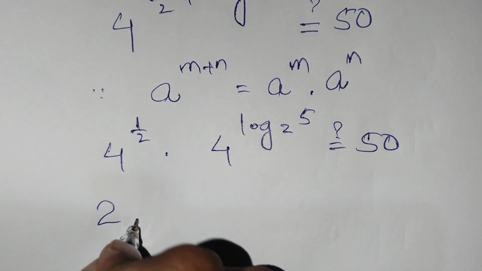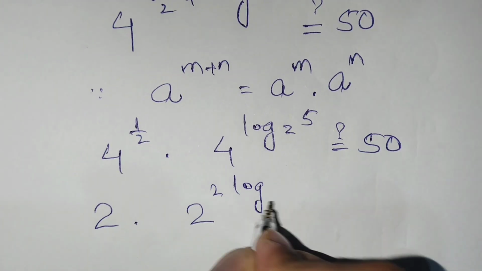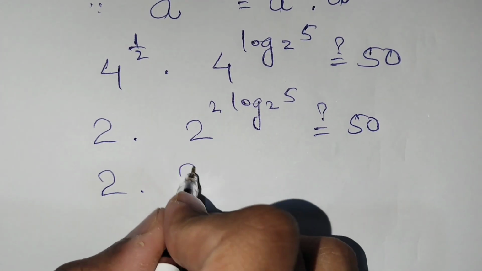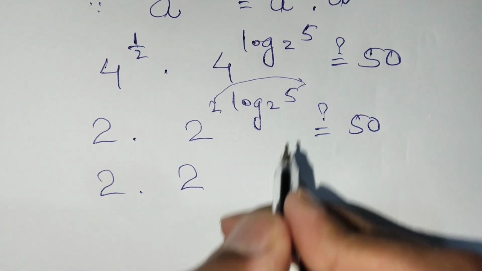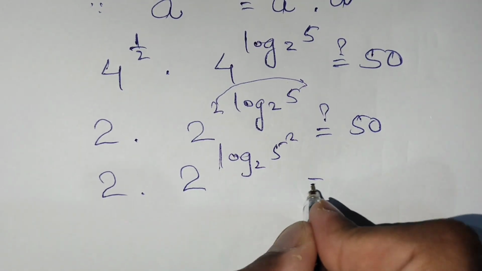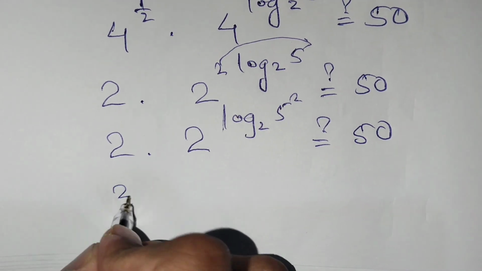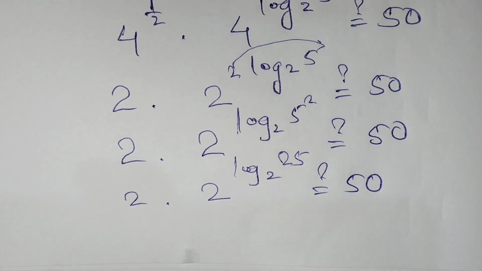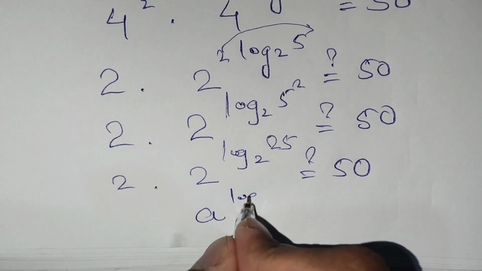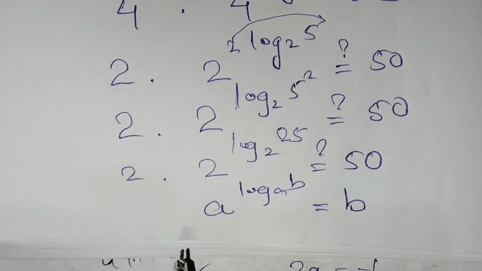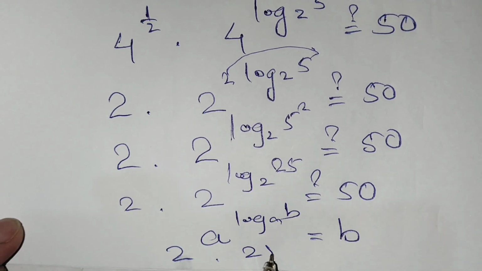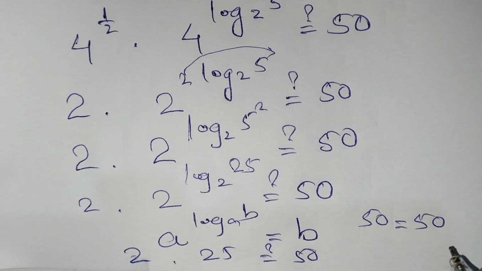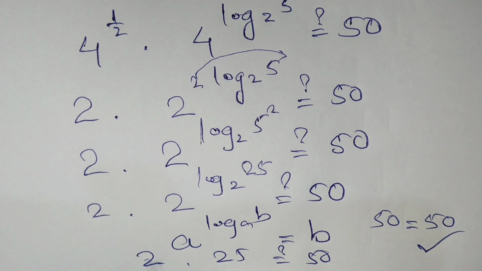This is the square root of 4, which is 2. We can write this 4 as 2 squared: 2 times 2 power 2 log of 5 with base 2 equals 50. This 2 can become the exponent of 5, so 2 times 2 power log of 5 squared with base 2 equals 50. That is 2 times 2 power log of 25 with base 2 equals 50. We know that a power log of b with base a equals b. Here b is 25. So 2 times 25 is 50, and 50 is equal to 50. Left hand side equals right hand side, so the value of k is correct.